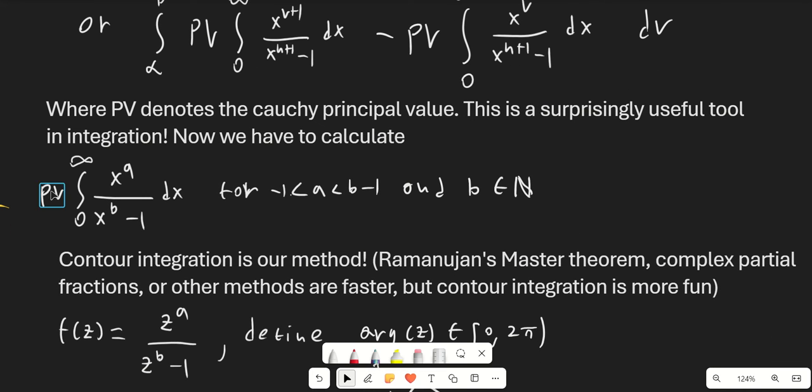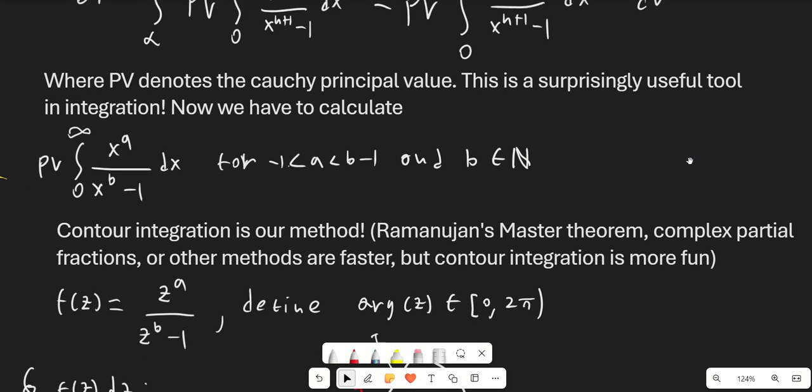So we need to calculate the principal value of the integral from 0 to infinity of x to the a over x to the b minus 1 dx, where negative 1 is less than a is less than b minus 1, and b is a natural number. So in this case, contour integration is going to be our method.